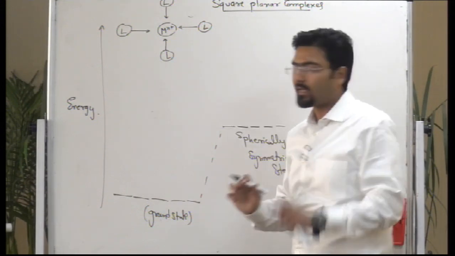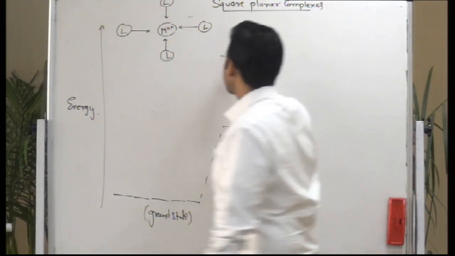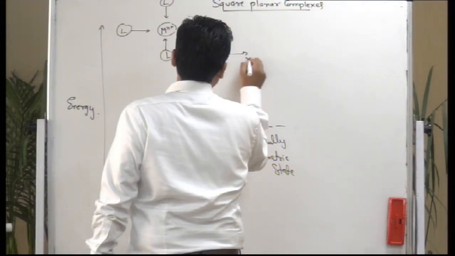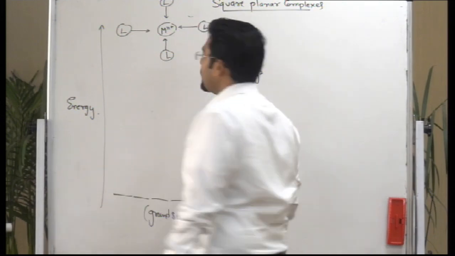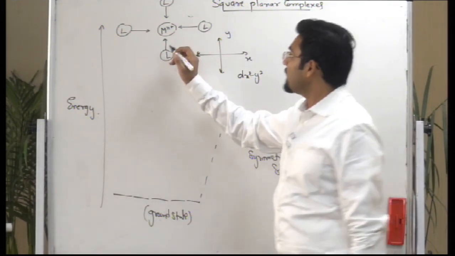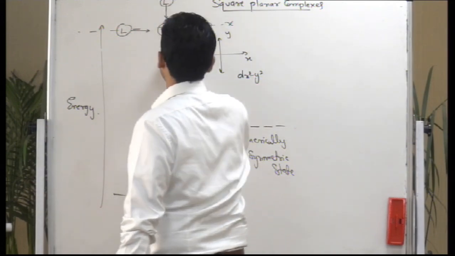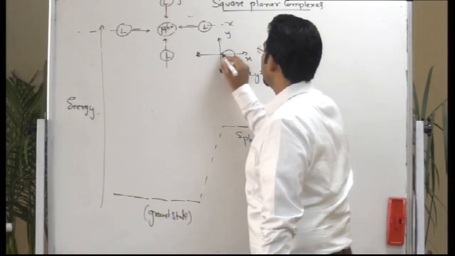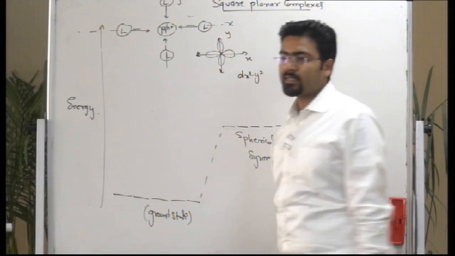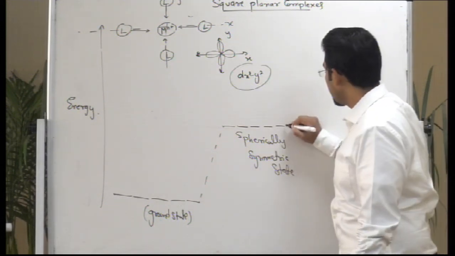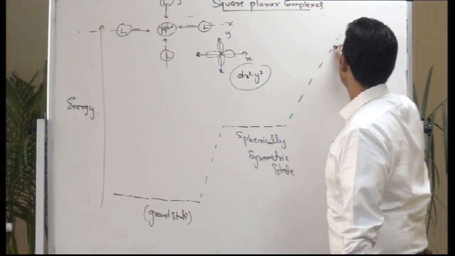For example, if I just compare, let's suppose dx2y2. Let's suppose this axis is the x axis, this is the y axis. So the d orbital which is on the x and y axis completely, dx2y2, will be affected most. So its energy will be maximum, right?